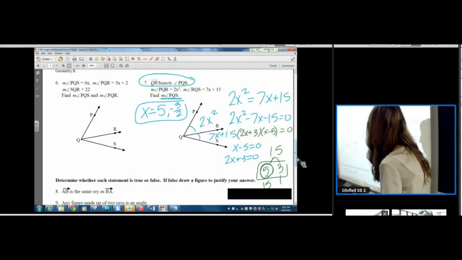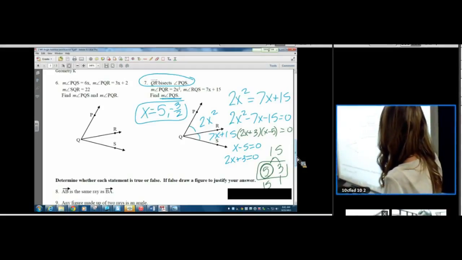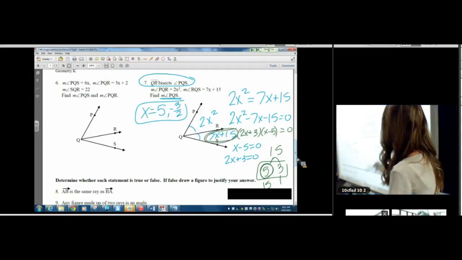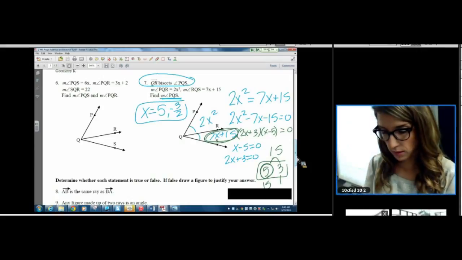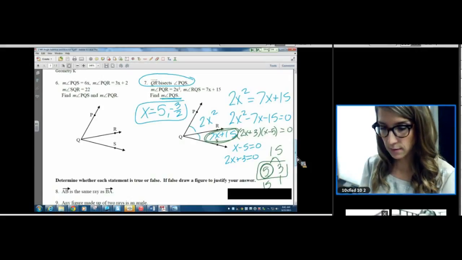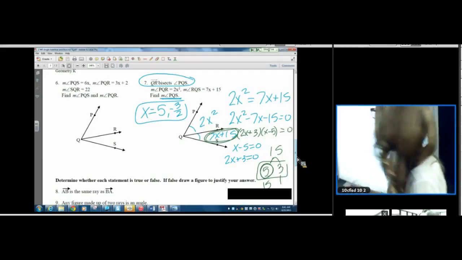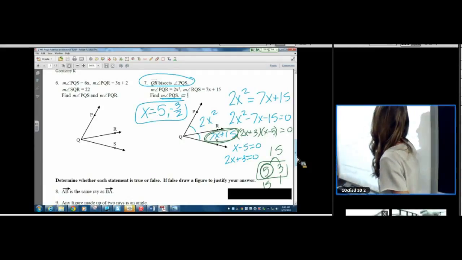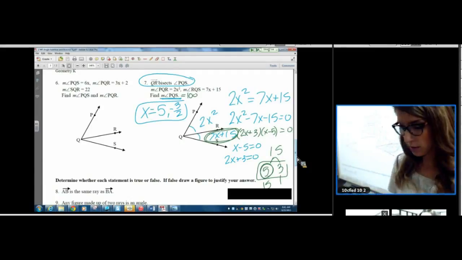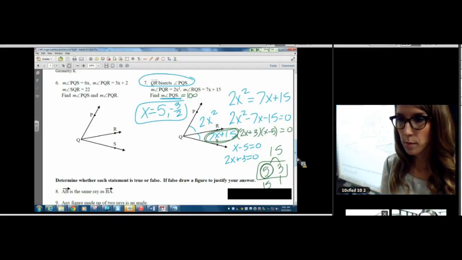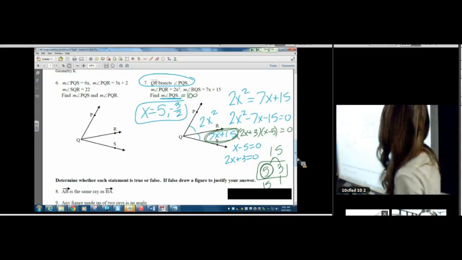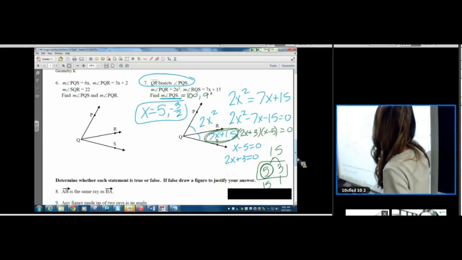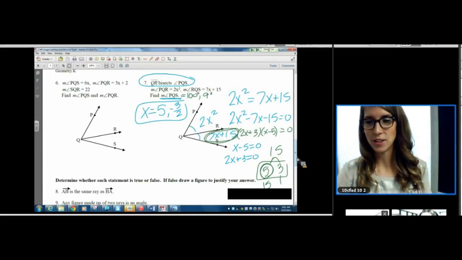What I would do is just plug it into one of them. You can pick either one. I would plug it into one of them, and I would just double it. Okay? So we would do 7 times 5 plus 15, and then I would double it times 2. 100. And then I would do 7 times negative 3 halves plus 15, and I would double it. There's a big difference there. So it's either a 100-degree angle or it's a 9-degree angle.